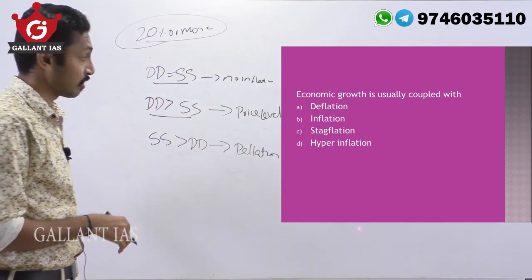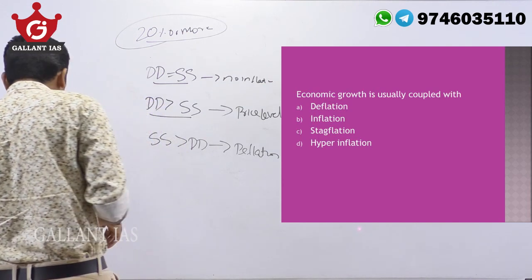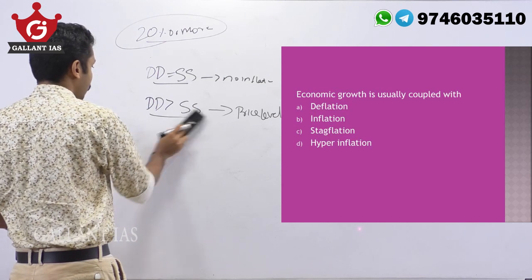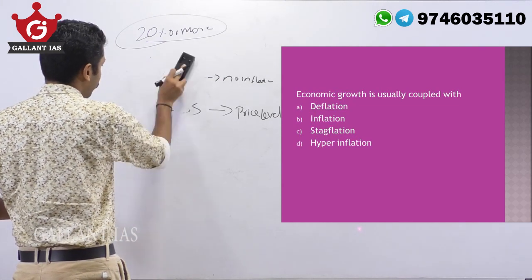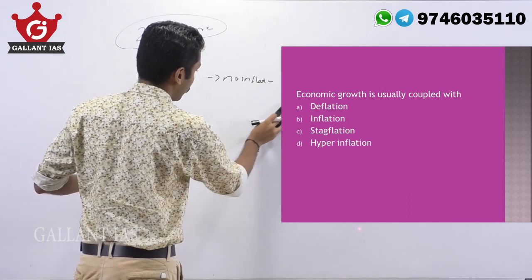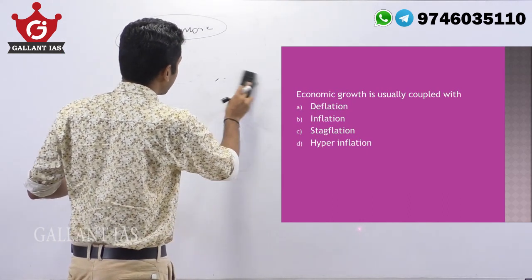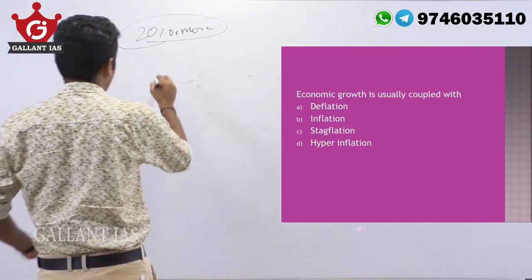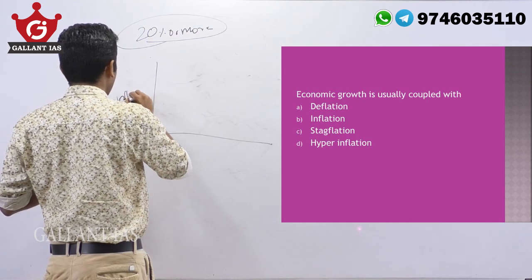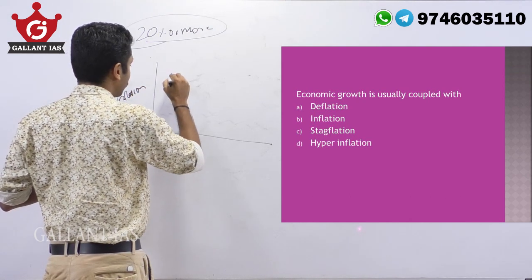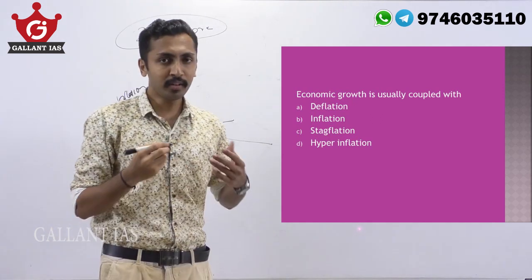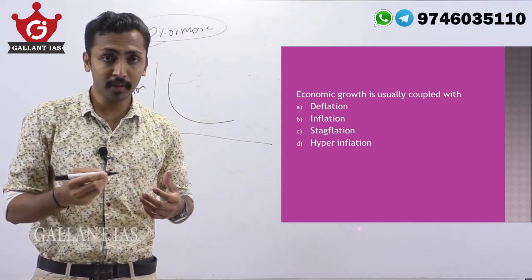3. Stagflation. What is stagflation? According to the Phillips curve, when inflation persists in an economy, it leads to less unemployment. There is a negative relationship between unemployment and the inflation rate. If inflation increases, price level changes increase, then unemployment decreases. Why? What does inflation mean? More demand over supply.